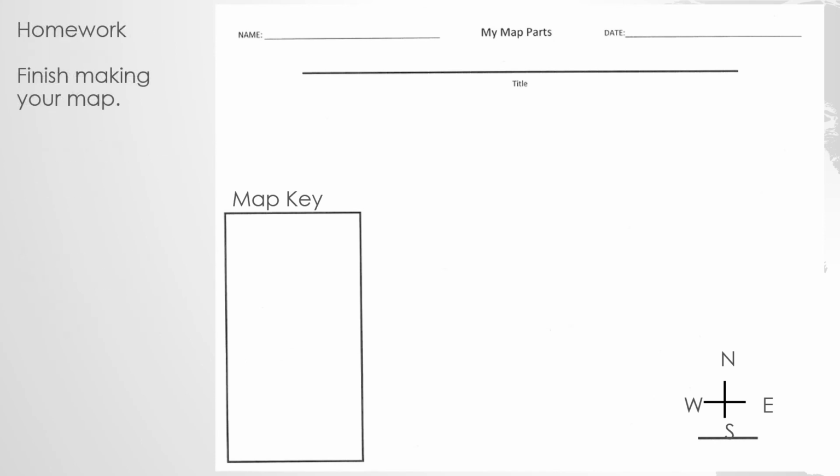Now your homework. Your homework for today's social studies lesson is to finish making your map. Again, you choose what your map is of, but make sure that there's several things in your map key and on your map.